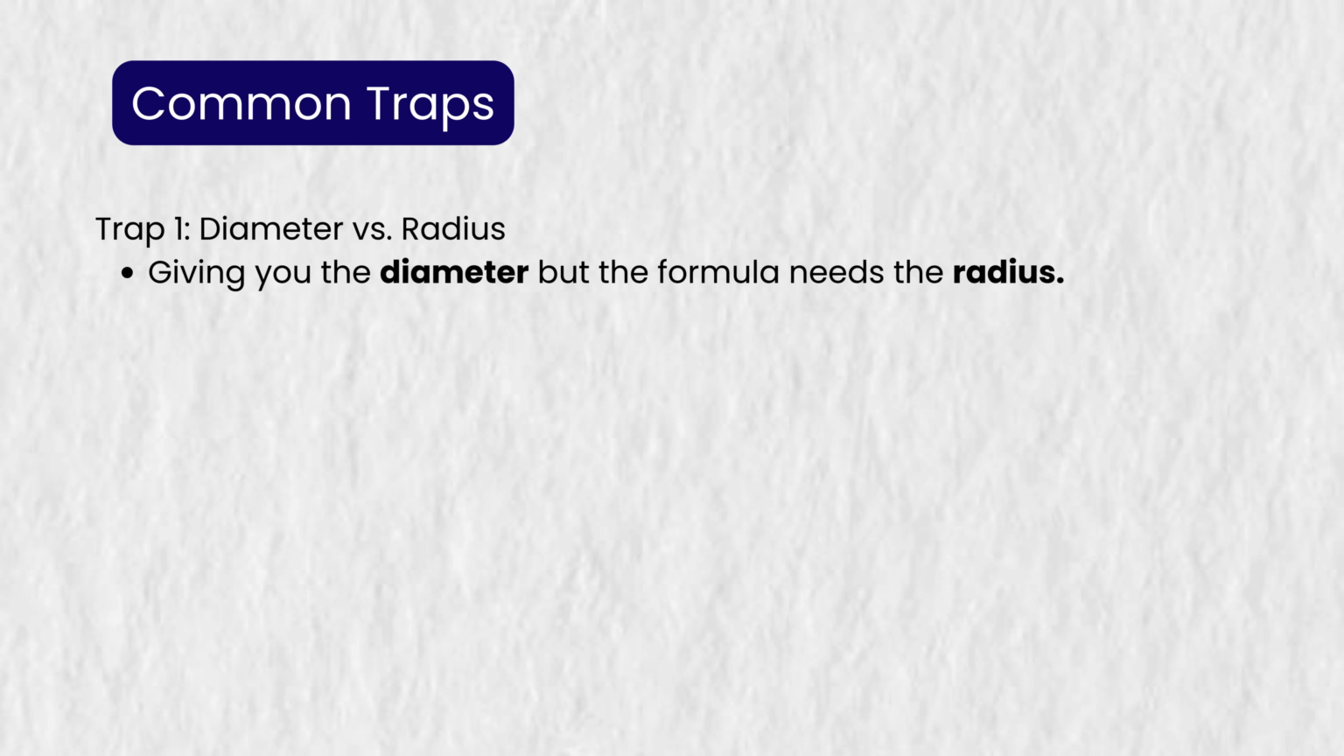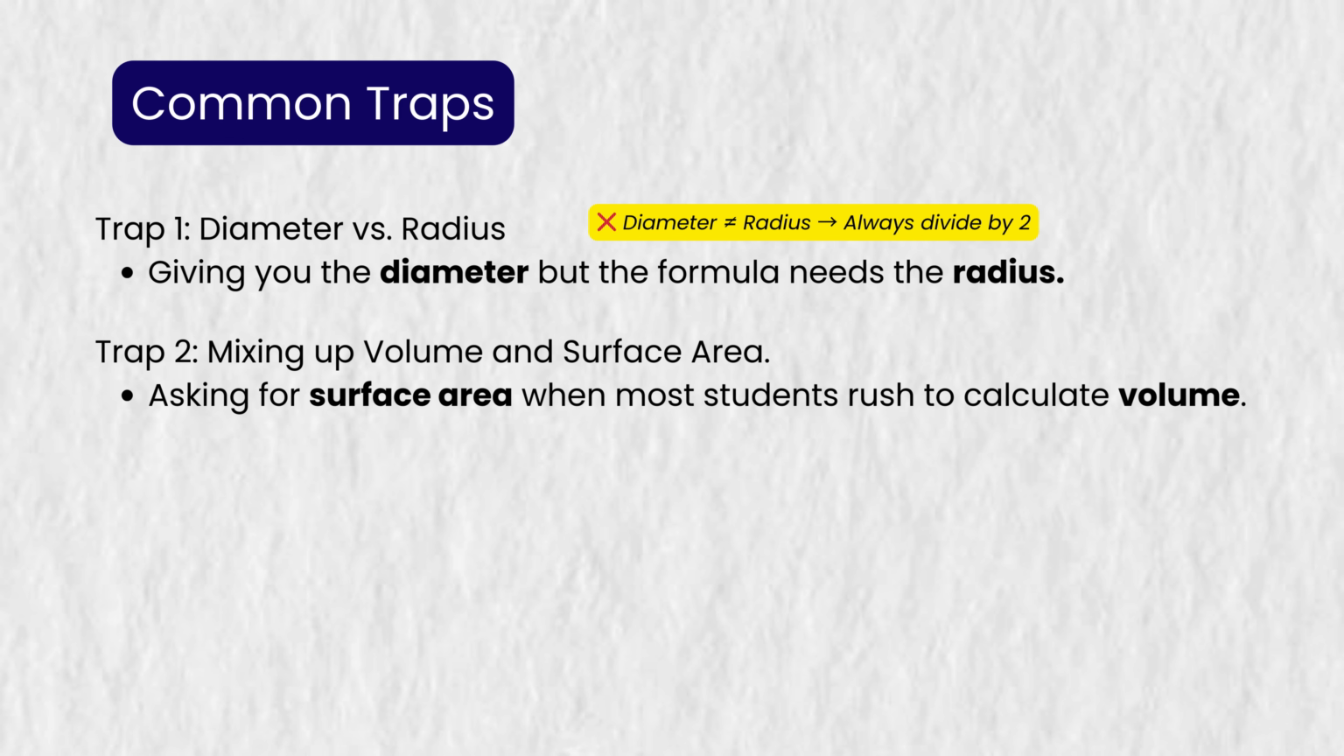Trap 1. Diameter versus radius. They might give you the diameter of a circle, but the formula needs the radius. Remember, the radius is half the diameter. Example: if the diameter is 10, the radius is 5. If you forget and use 10 in the formula pi r squared, your answer will be 4 times too big.